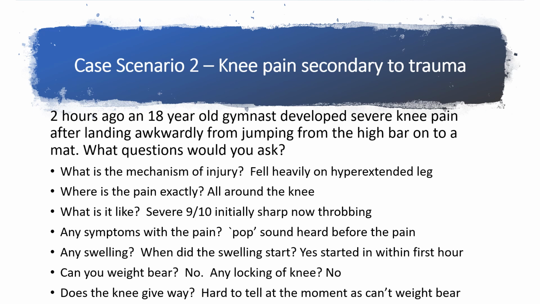So again, she fell directly onto her foot, and it's no twisting injury. She just fell onto it. The pain is all around the knee. It's very severe. It's actually quite sharp, now throbbing. There was a pop sound heard before the pain happens. What about swelling? Yes, it's very swollen, and that started quite quickly within the first hour. Can she weight bear? No, she can't.